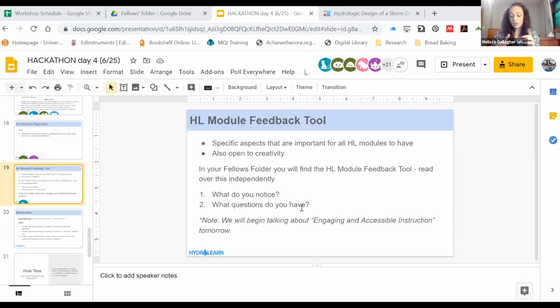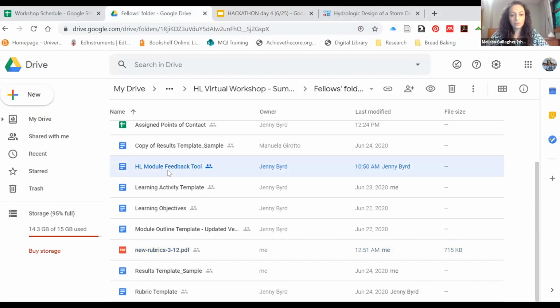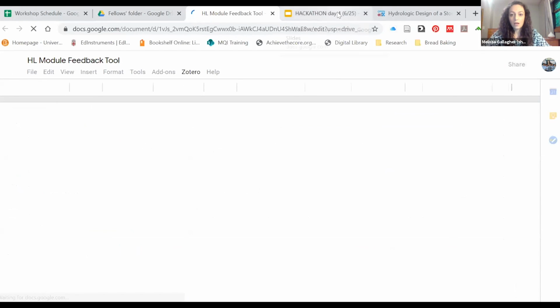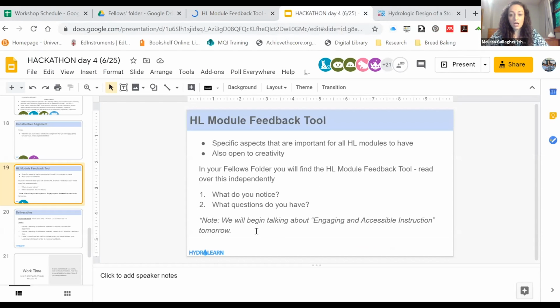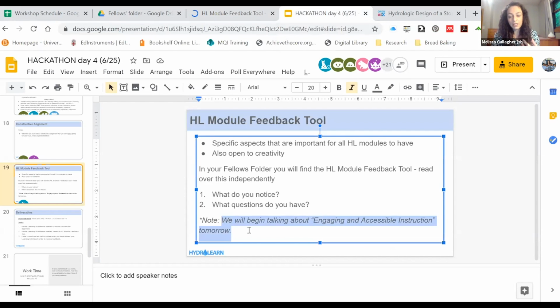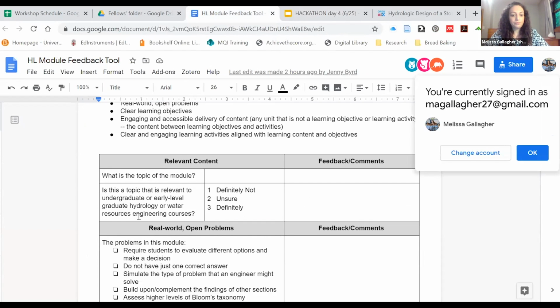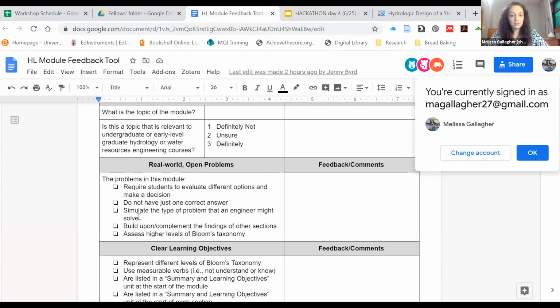But at this point, you have seen almost all the ideas already presented through our slides. So I'd like to give you a minute to take a look at it. It's in the Fellows folder. It's called the HL Module Feedback Tool. And a note I want to make before you begin to look at it is that we have not begun talking about engaging in accessible instruction, and we're going to start talking about that tomorrow. So you'll notice it's divided into sections.